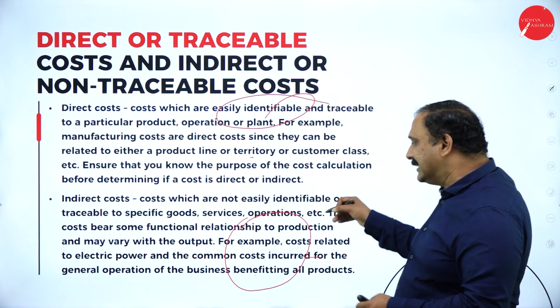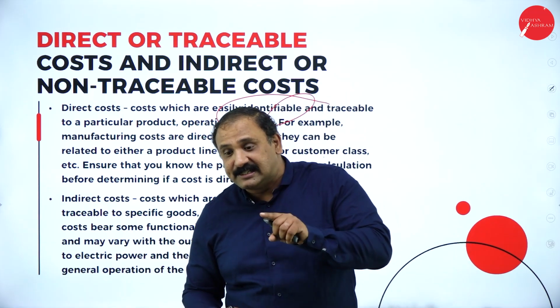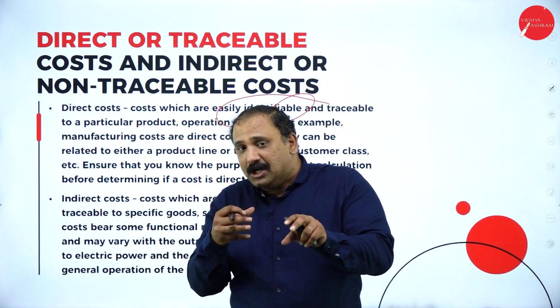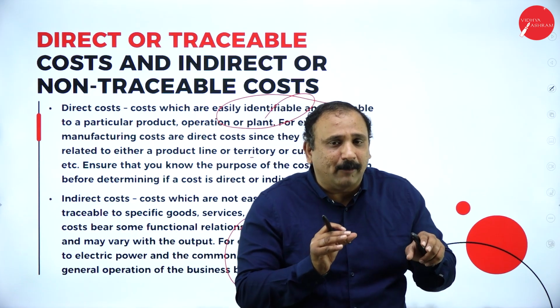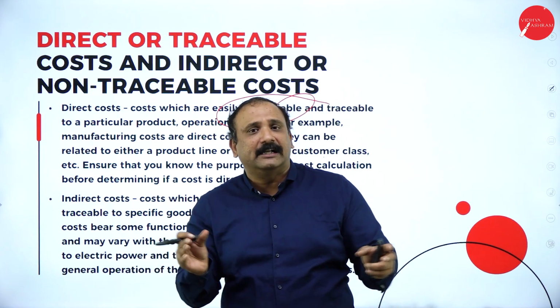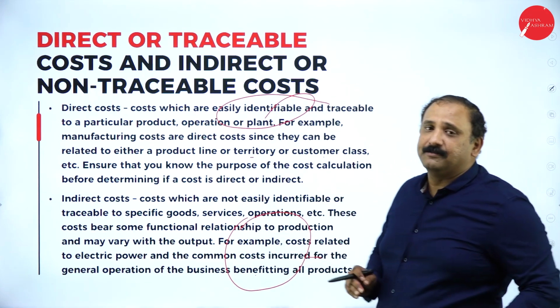On the other hand, an indirect cost is something which bears a functional relationship. Yes, there is a relationship, there is an understanding that cost is involved, but I will not be able to write it down and give it to you. I will not be able to quantify it immediately and show it to you at face value. So that's where the indirect cost comes into the picture.